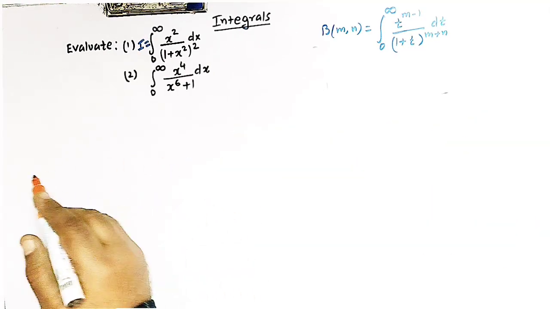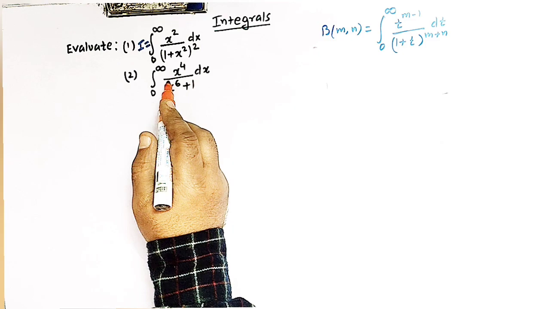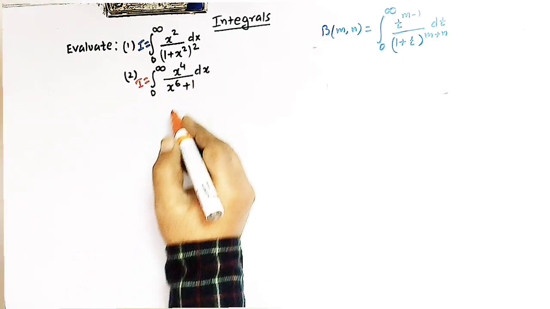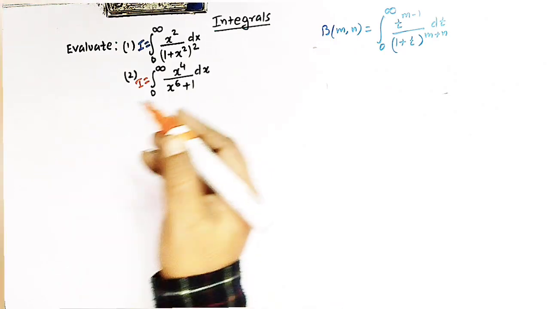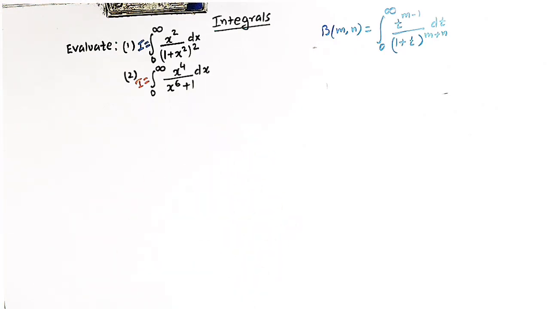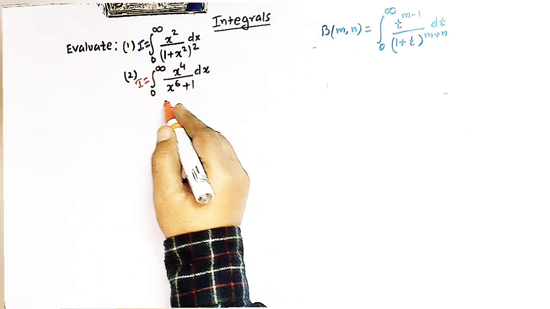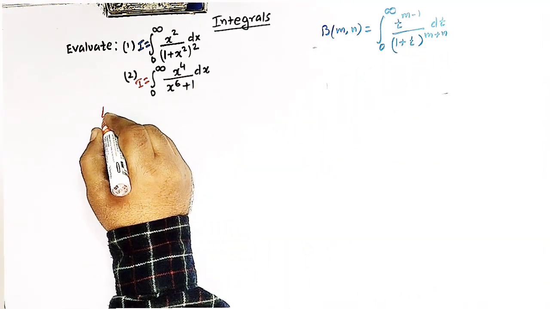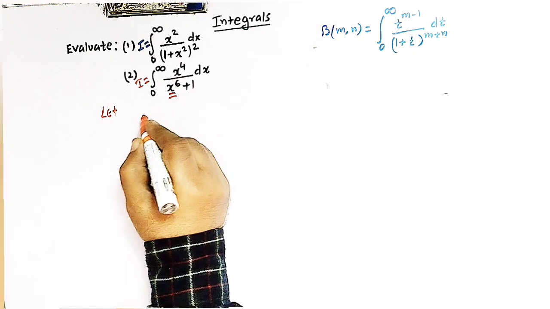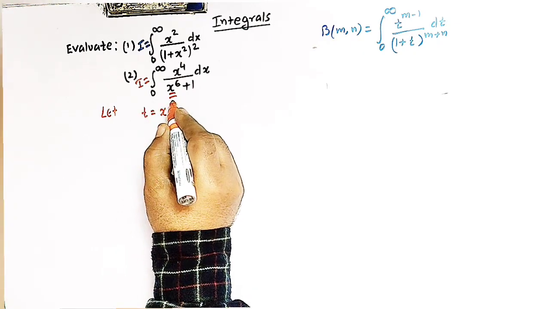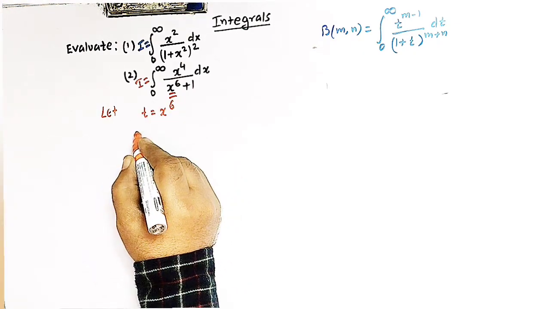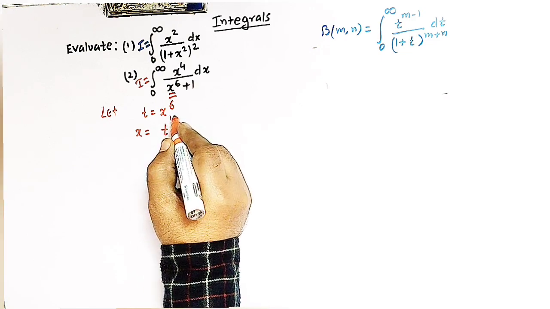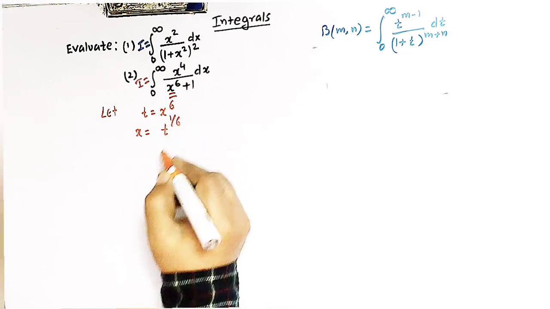So now let us consider the second problem. So here let us take this integral as I, right? And here also we'll start with the method of substitution, right? And then we'll convert this integral into this form. So let us substitute here. T is equal to x raised to 6, right? So x can be written as the sixth root of t, that is t raised to 1 over 6.